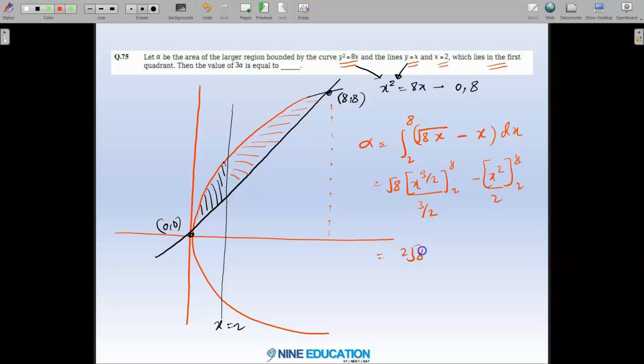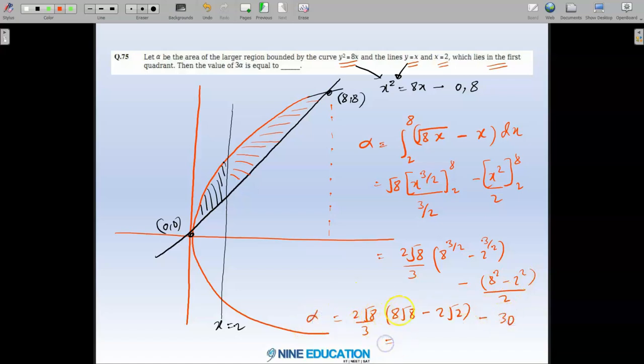So this is 2 root 8 by 3. After putting the limits, it will be 8 power 3 by 2 minus 2 power 3 by 2, and then we have minus (8 square minus 2 square) divided by 2. So let's calculate the final answer. This is 2 root 8 by 3, and this is root of 8 to the power 3, so it is going to be 8 root 8 minus, again it is root of 2 cube, so it is 2 root 2, minus (64 minus 4), 60. 60 by 2 is 30. This is the alpha value.